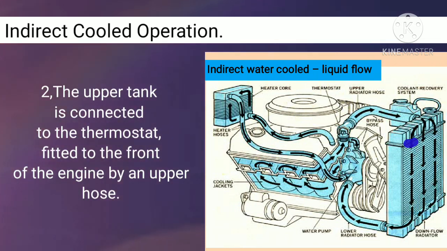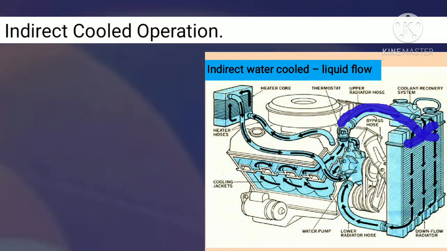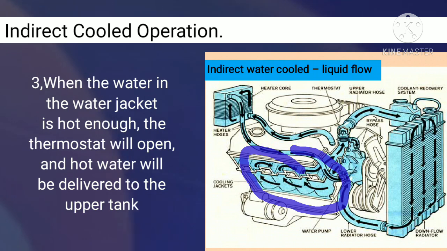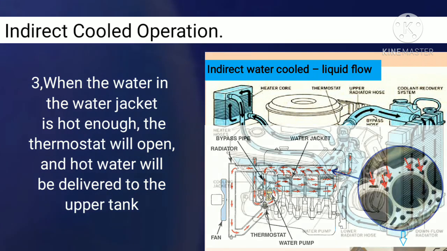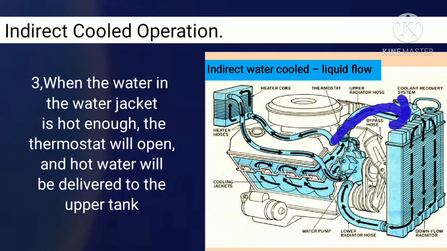2. The upper tank is connected to the thermostat, fitted to the front of the engine by an upper hose. 3. When the water in the water jacket is hot enough, the thermostat will open, and hot water will be delivered to the upper tank.